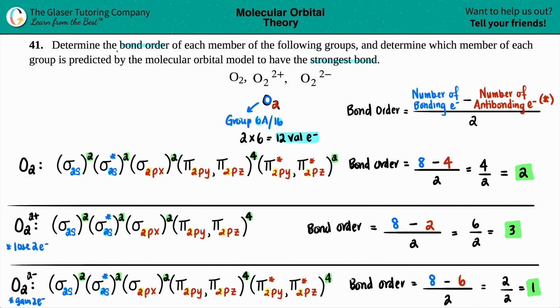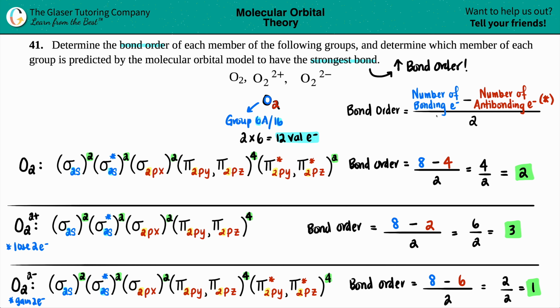So the first part of the question is done. Determine the bond order for each member. There they are. So you got a bond order of 2 for O2, bond order of 3 for O2 2+, and a bond order of 1 for O2 2-. Now, which one is the strongest bond? Well, the strongest bond comes from the highest bond order. How simple is that, right?